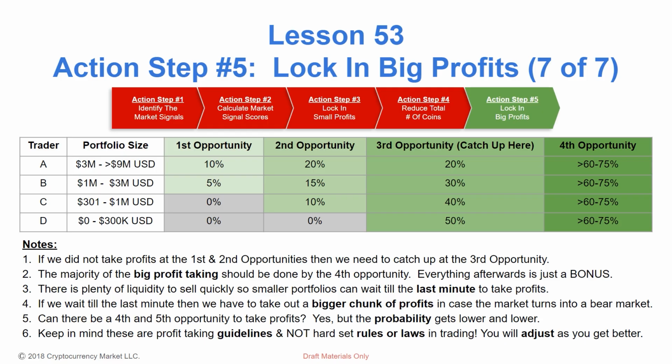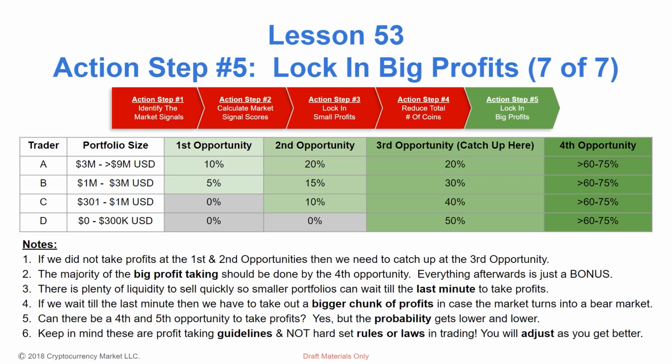So in the first opportunity, I would skip it and not even take profits. I would just hold on, let my money grow and continue working for me. And then in the second opportunity, I would not take profits either. And then in the third opportunity, I would catch up at that point and then take out 50% profits. And then in the fourth opportunity, I should have 60 to 75% of my profits taken out already. And that should be enough. And I can cruise and take it easy from there and just ride out the rest of the trend.